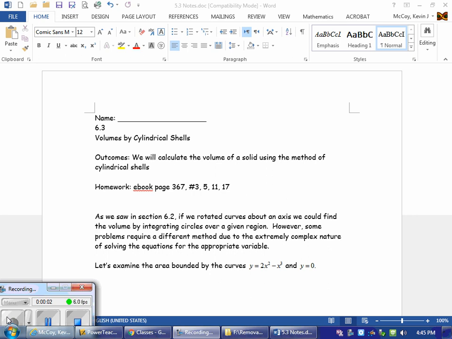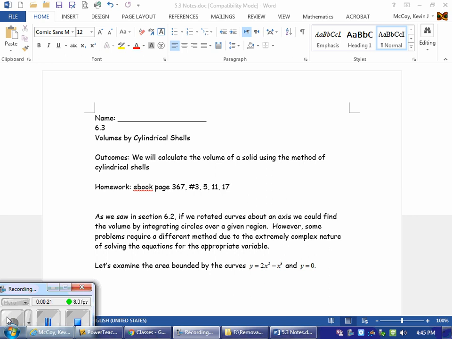Okay, guys, this is section 6.3. I think it might say 5.3 on your paper. For whatever reason, I kept going back and forth between 6 and 5, and I thought that it was different in the new book, and it's not. And whatever, we'll figure it out. It's actually section 6.3.